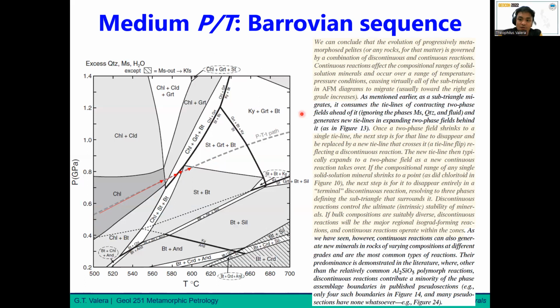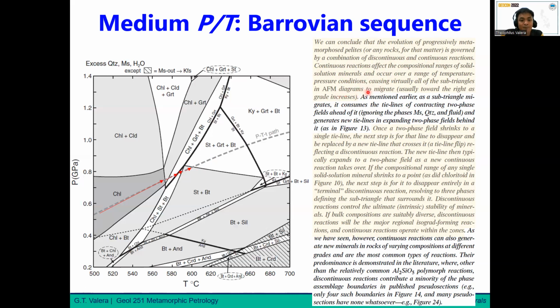Medyo mahaba kasi yung sinabi ni Winter, pero yung naka-highlight at states that from the lesson, we can conclude that the evolution of progressively metamorphosed pelites, or any rocks for that matter, is governed by a combination of discontinuous and continuous reactions. Continuous reactions affect the compositional ranges of solid solution minerals and occur over a range of temperature and pressure conditions, causing virtually all of the subtriangles in the AFM diagrams to migrate.